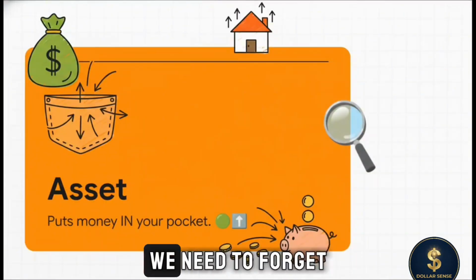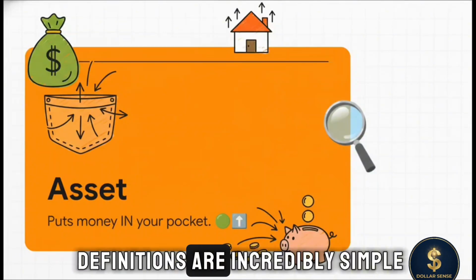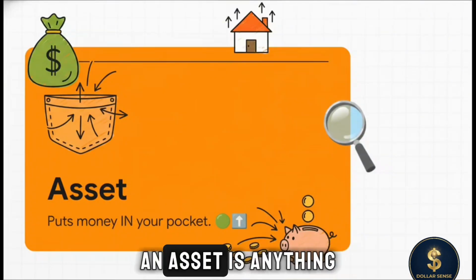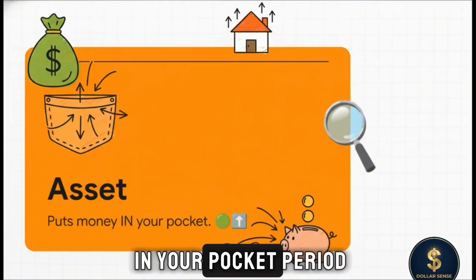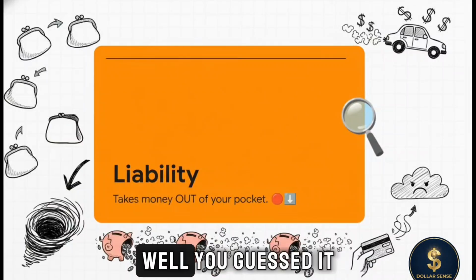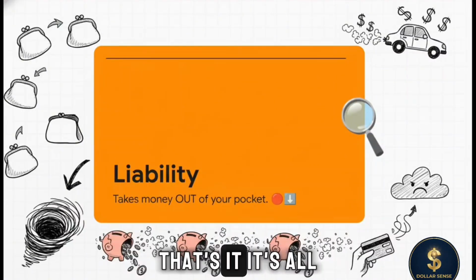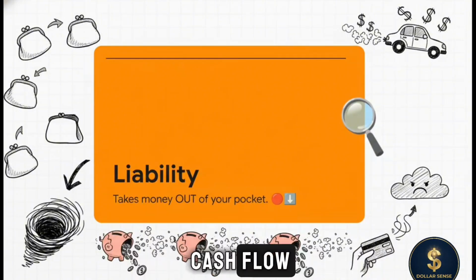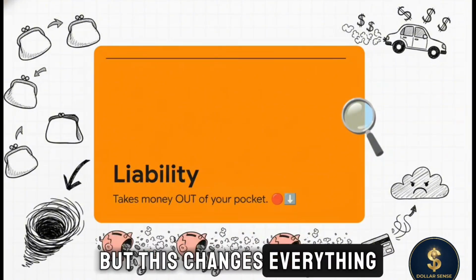To figure that out, we need to forget the old definitions. In this world, the definitions are incredibly simple. An asset is anything that puts money in your pocket. Period. End of story. And a liability? Well, you guessed it. It's anything that takes money out of your pocket. That's it. It's all about the direction of cash flow. In or out. It sounds almost too simple, but this changes everything.